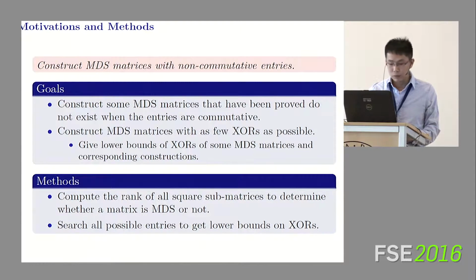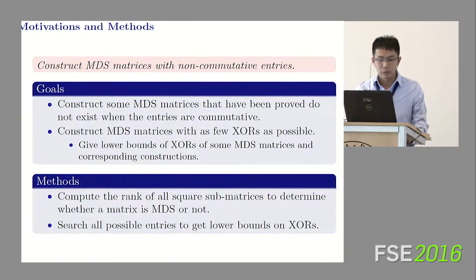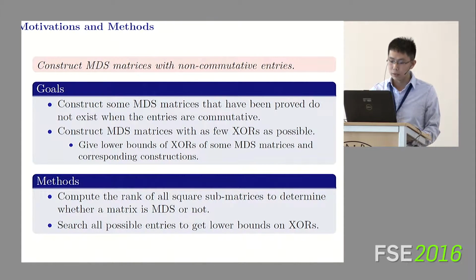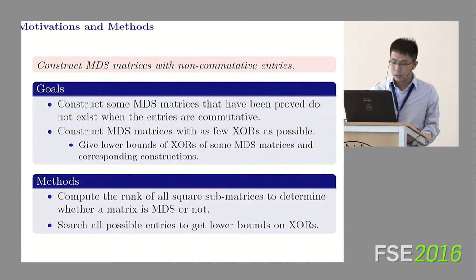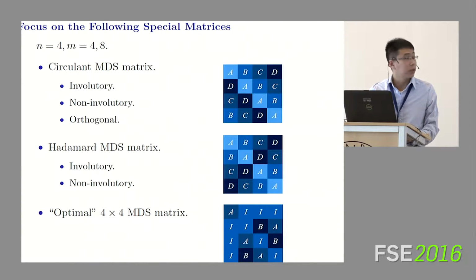As for the method we used, because we cannot compute the determinants right now, we just compute the rank of all square submatrices to determine whether a matrix is MDS or not. And for the lower bounds on XORs, we just search all possible entries to determine them.